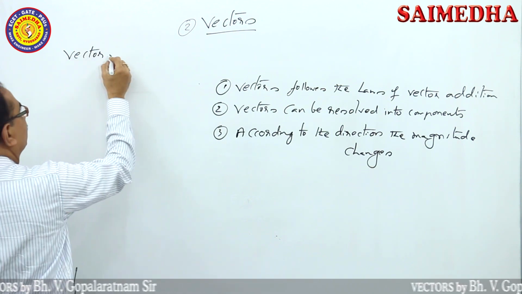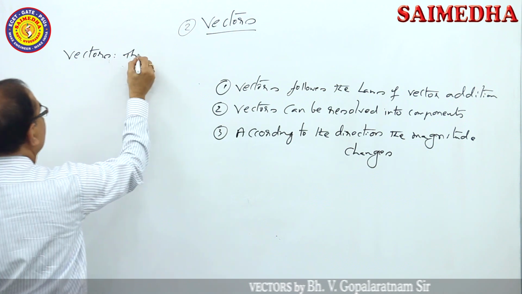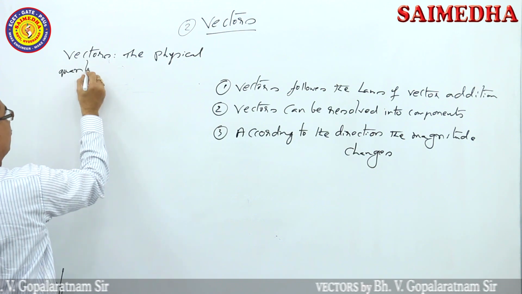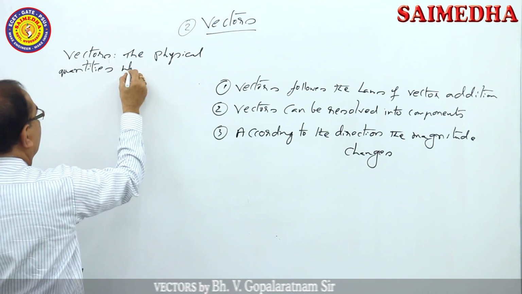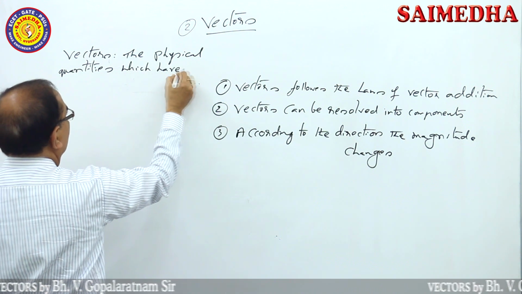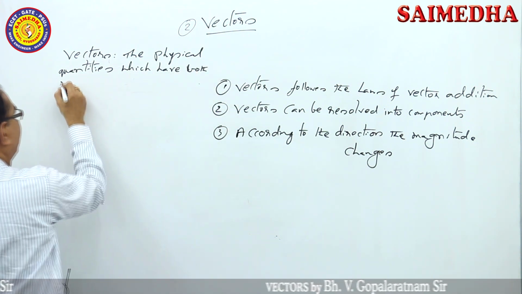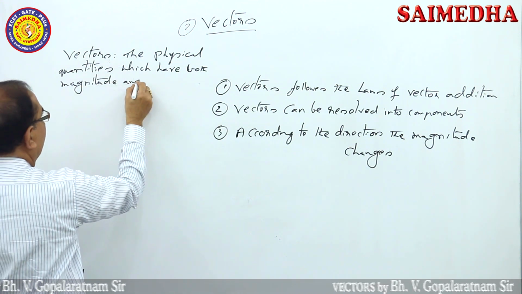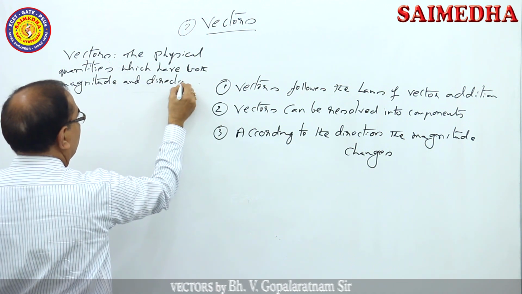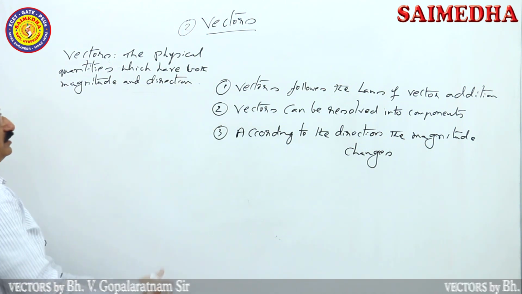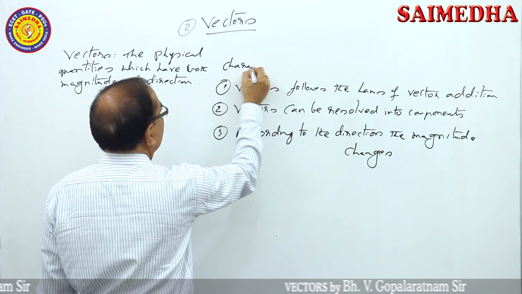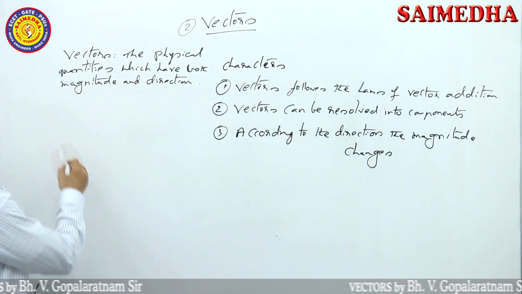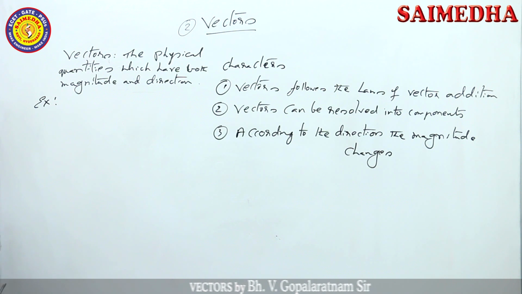Vectors are the physical quantities which have both magnitude and direction. These are the three characters. Now, what are the examples? Let us take some examples.